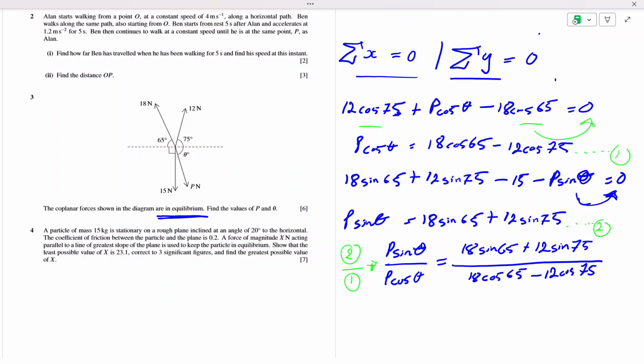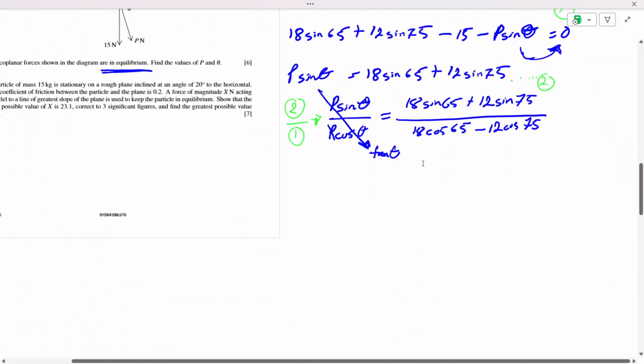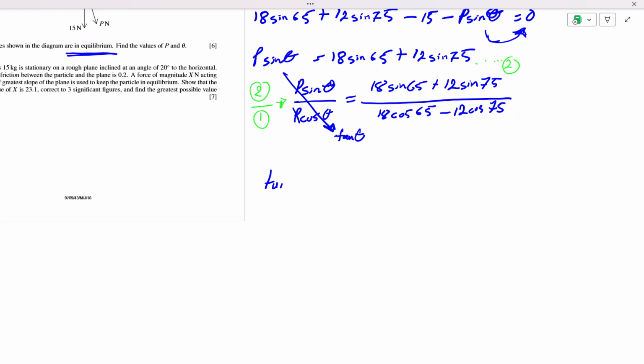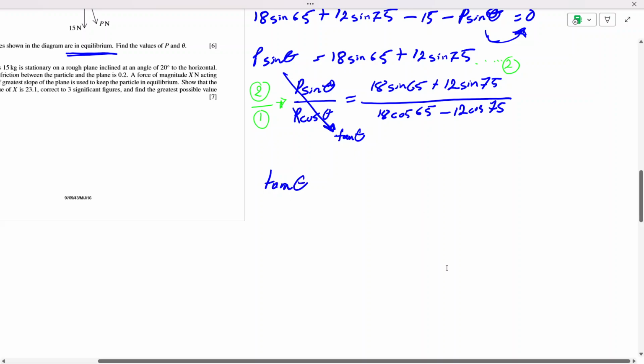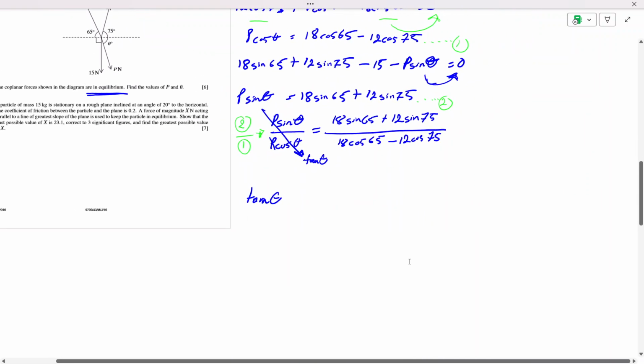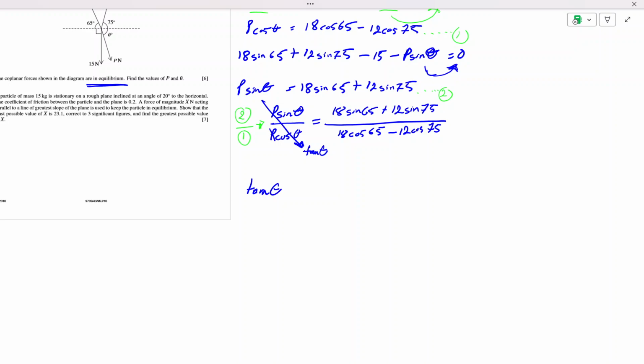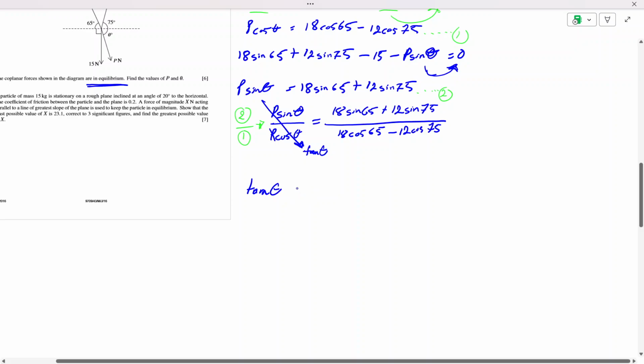Like that. Okay. And then the p's will cancel out. This will just give me 10 theta. So I'm going to have 10 theta is equal to all of that. When I put that in the calculator, 10 theta is going to be equal to all of this. And theta is going to be equal to all of that.